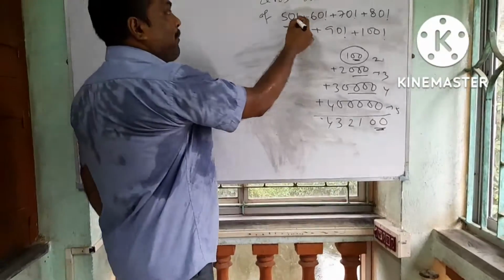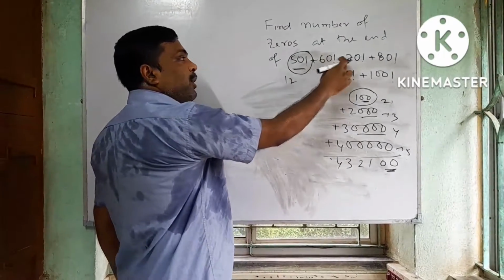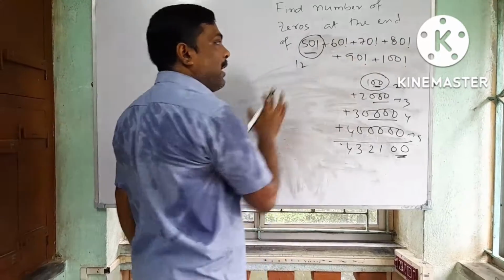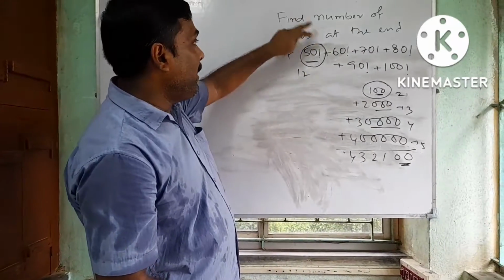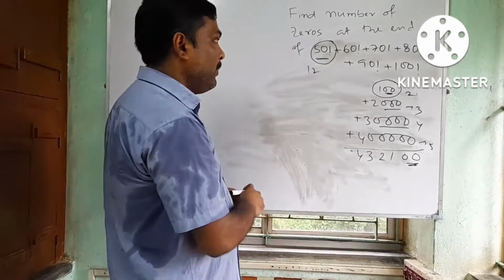See, here the number of zeros is 12, and here the number of zeros is more than 12 for all the others. So at the end of this sum, we'll get 12 zeros. So the question was to find the number of zeros at the end of this sum. The answer is 12.